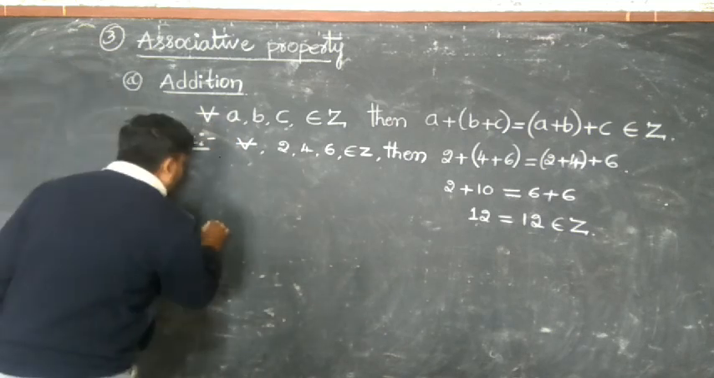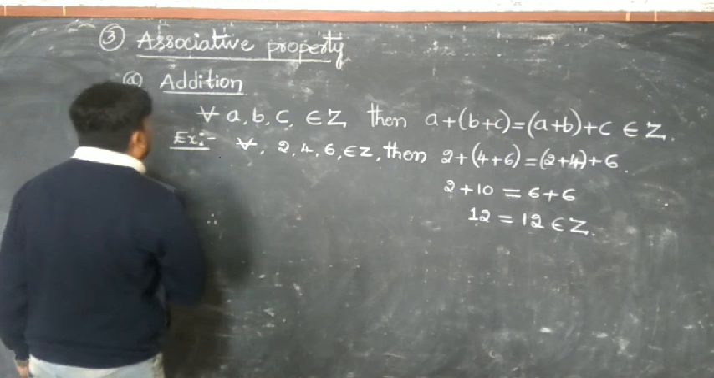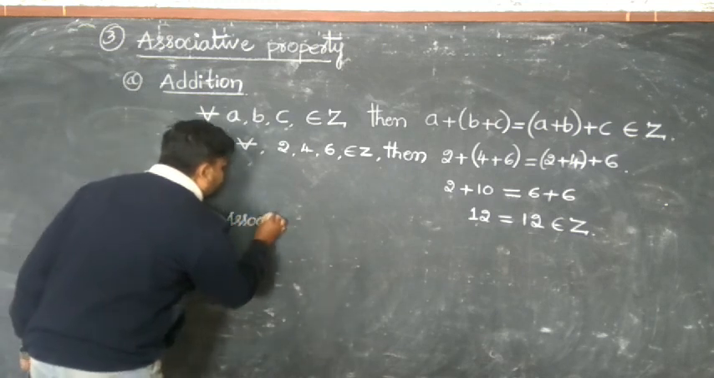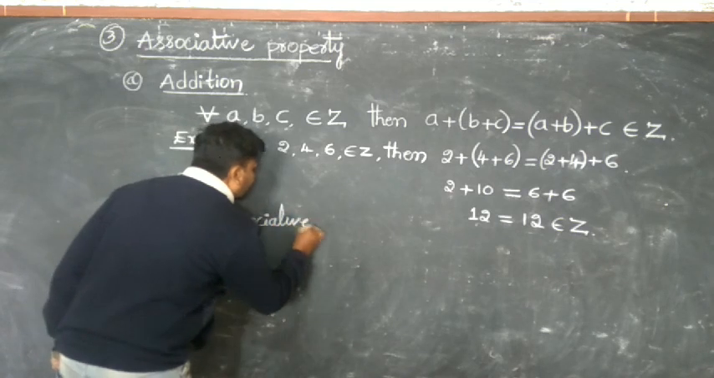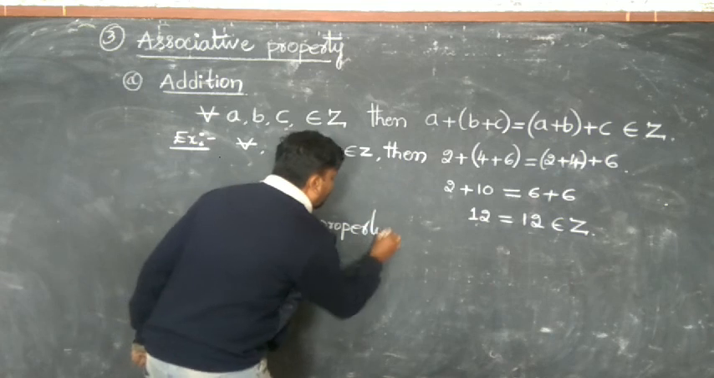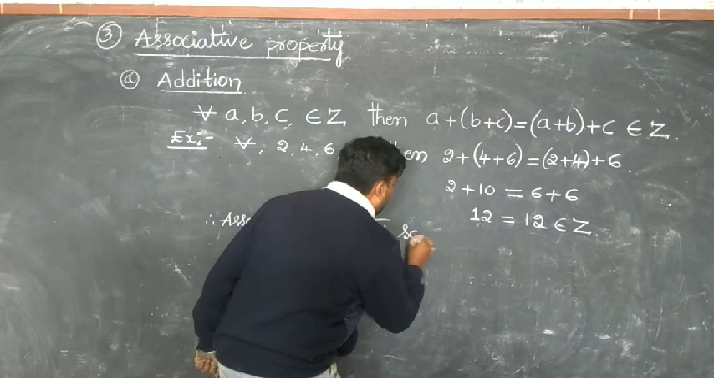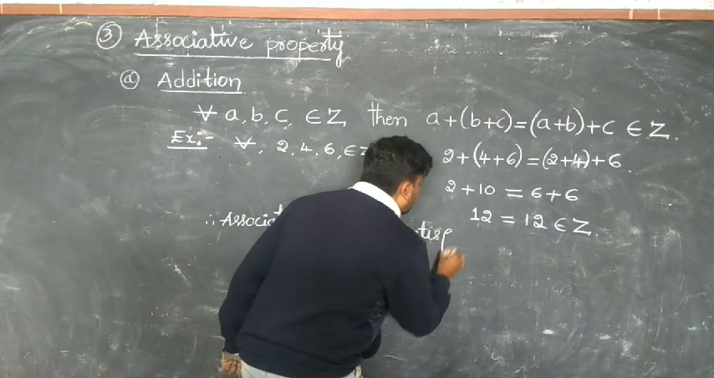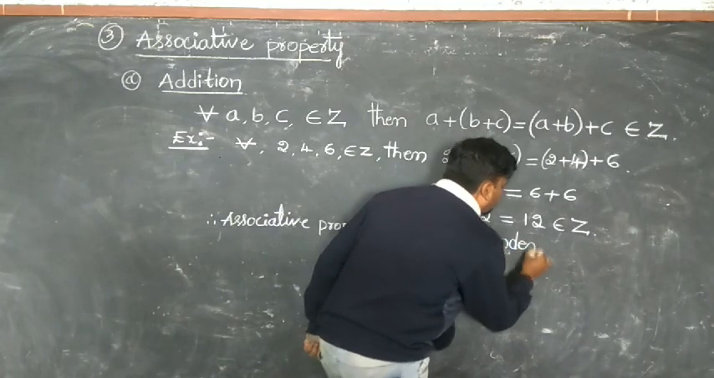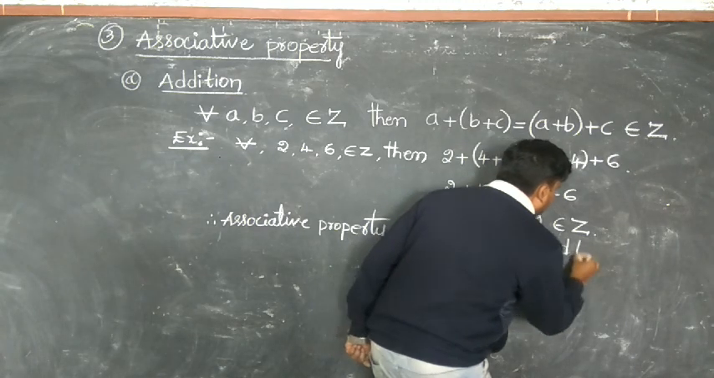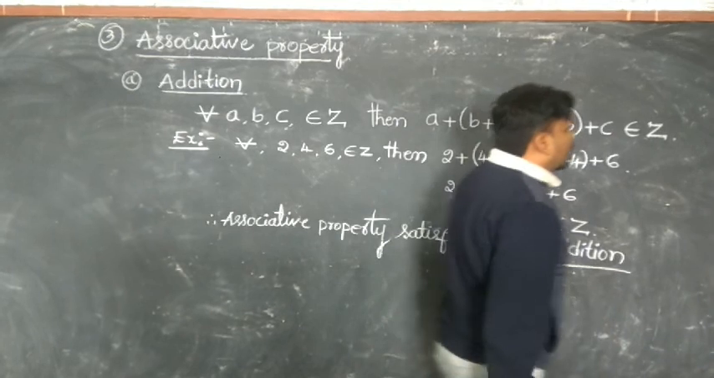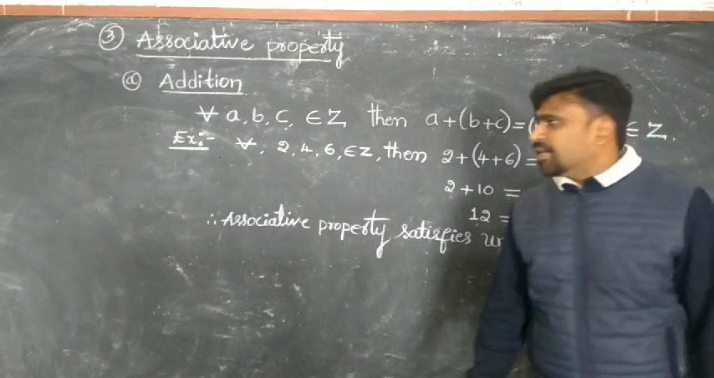Therefore, we can conclude that associative property satisfies under addition. Associative property satisfies under addition.